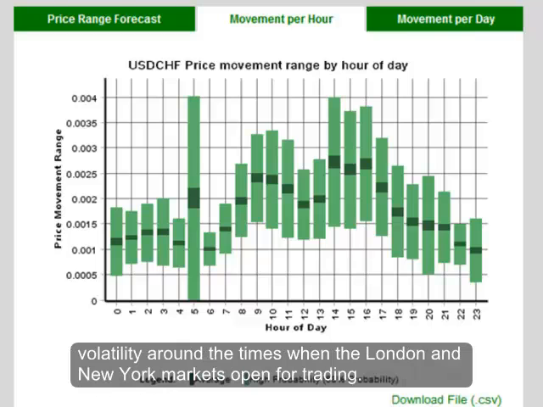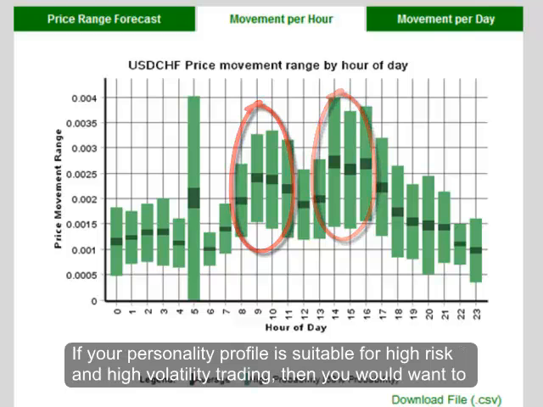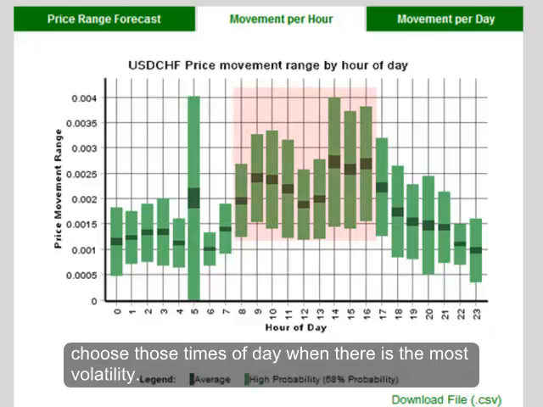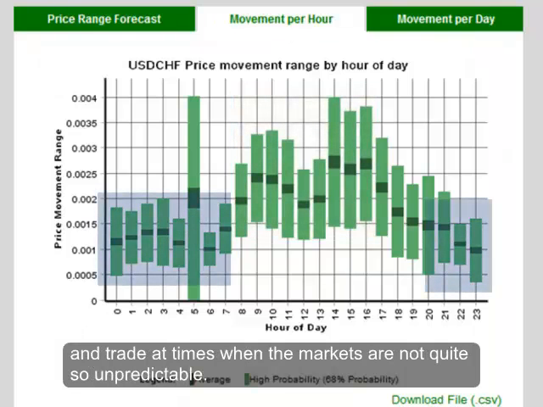Often we see the most volatility around the times when the London and New York markets open for trading. If your personality profile is suitable for high risk and high volatility trading, then you would want to choose those times of day when there is the most volatility. If you are conservative, you may look for more consistency and trade at times when the markets are not quite so unpredictable.